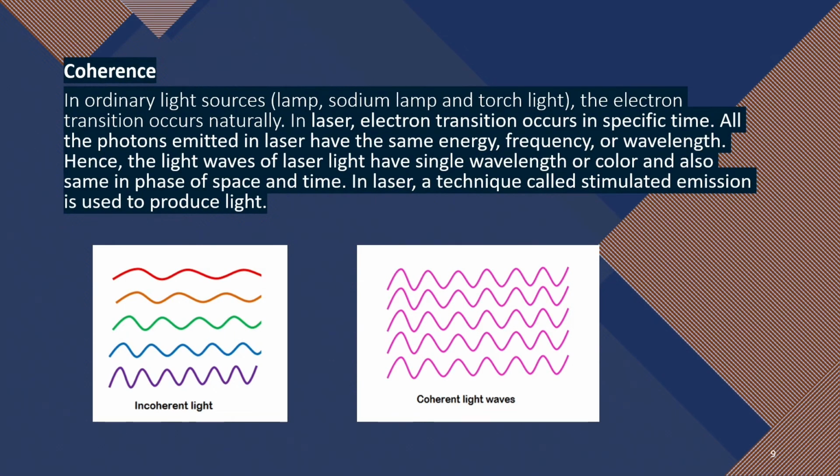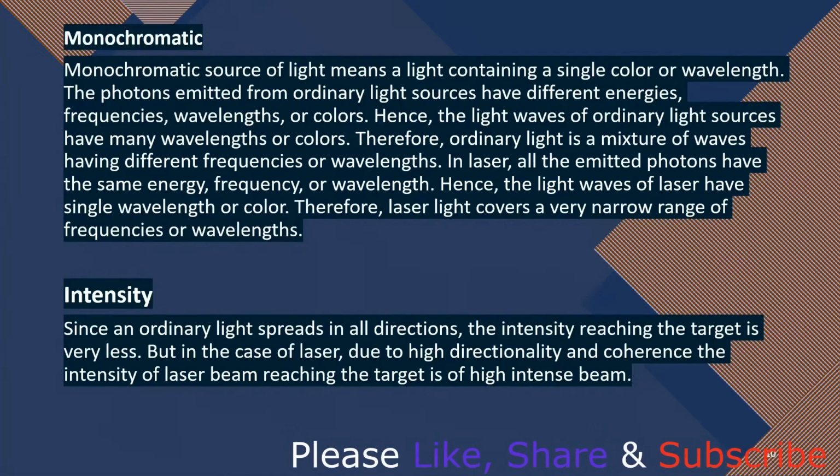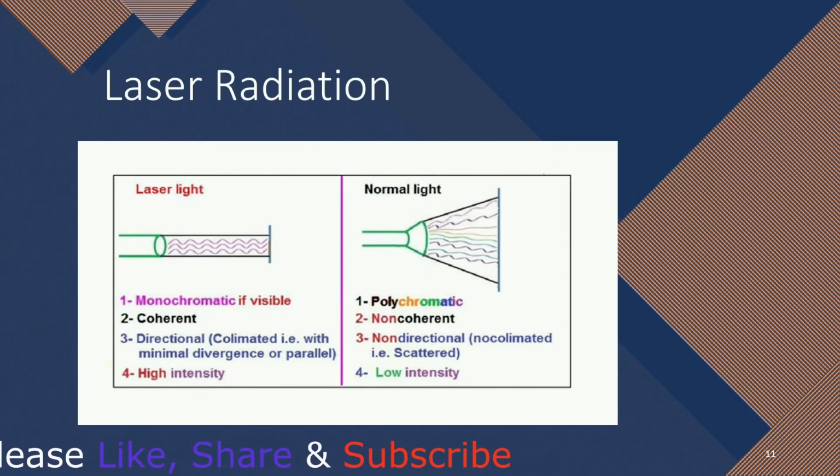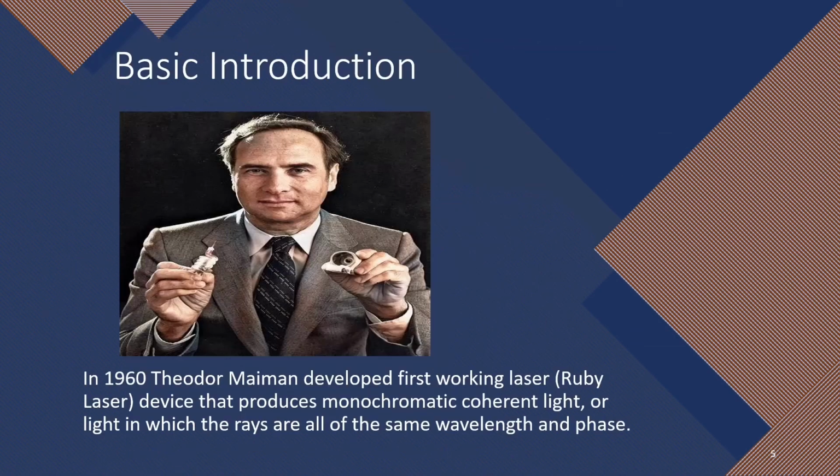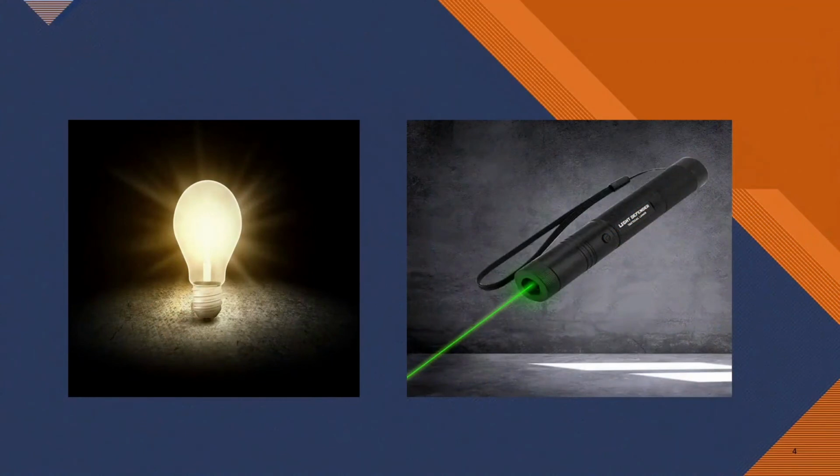And the third one is directionality. The laser has only one direction, but on the left side you can see that a domestic or normal light brightens up all over the place near it and is not unidirectional. So this was the third major difference.